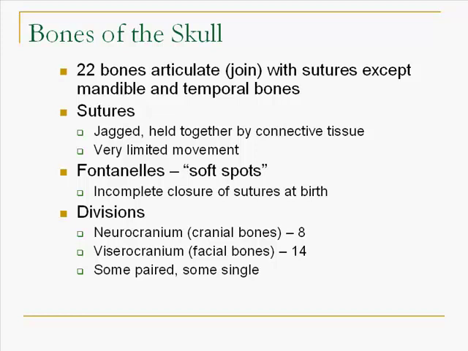So the bones of the skull. You should know that there are 22 bones which articulate or join with sutures. Sutures are made out of connective tissue. There are no sutures in the mandible or the temporal bones. There are 8 cranial bones, 14 facial bones. The bones of the skull are immovable except for the mandible, and growth occurs in all the bones of the skull.